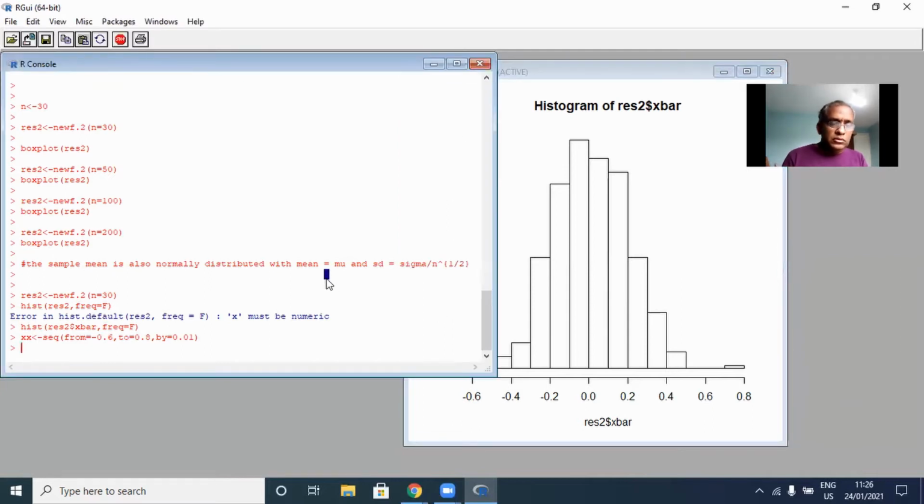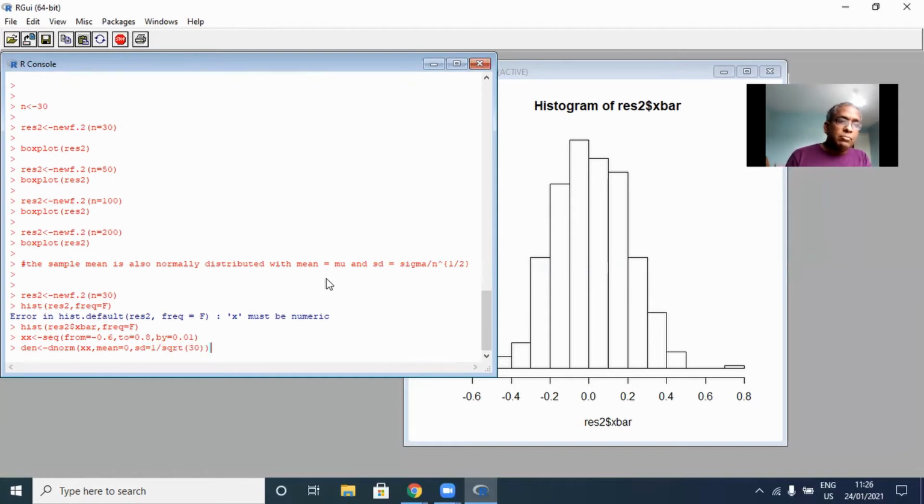Then I want to compute the density of the normal distribution at the values xx with the mean equal to mu, which was taken to be 0, and the standard deviation is sigma by root of n. So it's 1 divided by root of n, which is square root of 30.